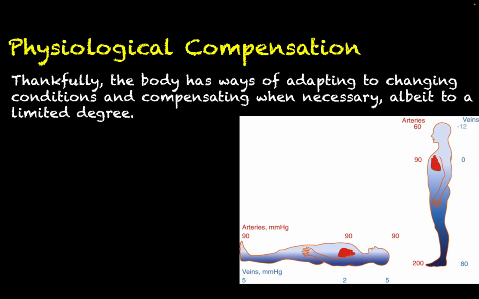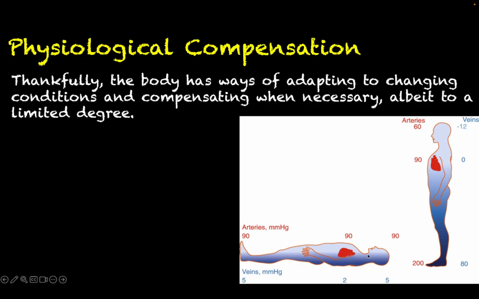Now, we say all of this as if the body has no agency here, but thankfully that is not completely true. The body does have ways of adapting to changing conditions, which includes gravitational forces. So the body can compensate when necessary, but the unfortunate thing here is to a very limited degree. Now look at this diagram here. This is showing you a very common thing that I teach my human physiology students when we talk about blood flow in the human body.